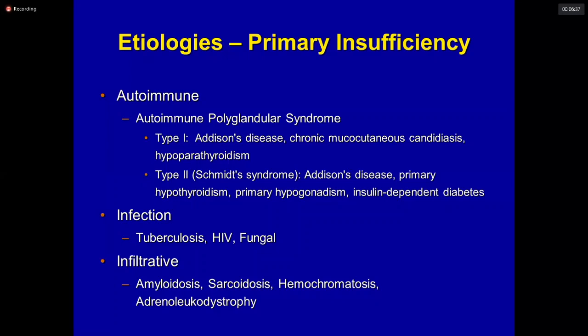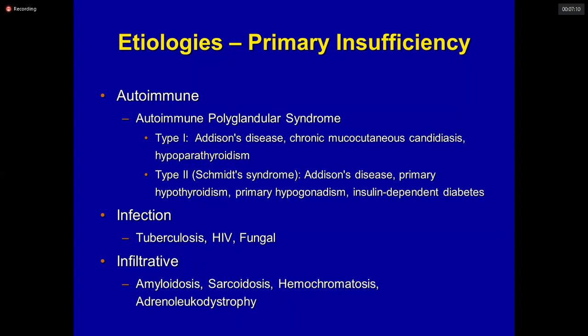Now, primary, when we have the problem in the adrenal, most commonly nowadays it's because of an autoimmune disorder. In the past, it used to be because of adrenal hemorrhage secondary to septicemia. But nowadays, autoimmune is #1 cause. And autoimmune diseases usually come in syndromes with other glandular disorder. This is what we call autoimmune polyglandular syndrome.